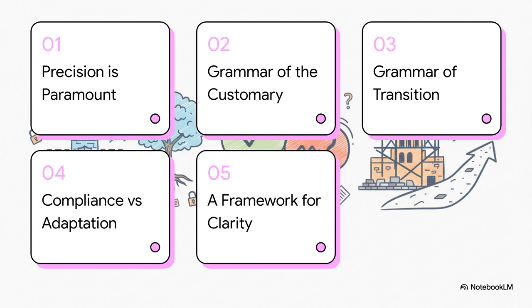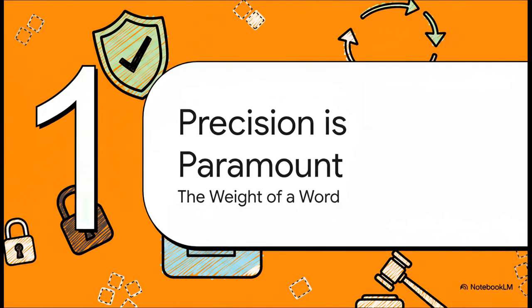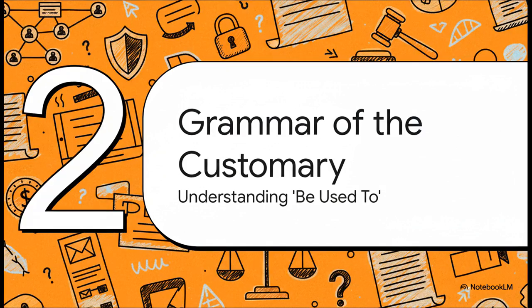Okay, let's zoom in on two phrases that look deceptively simple: "is used to" and "is not used to." You know, in just regular conversation, we might not think twice about them. But in a legal privacy context, they carry incredibly different weights. They actually define the line between a stable, compliant practice and a risky work in progress. All right, let's dive into this first structure.